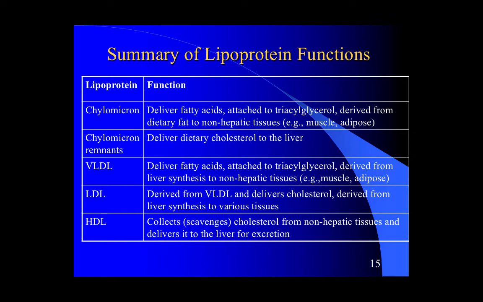HDL, high-density lipoproteins, collect or scavenge cholesterol from non-hepatic tissues and deliver it to the liver for excretion. So you can look at it like this. VLDL are taking cholesterol from the liver. HDL are taking cholesterol from here to the liver. They pick up extra cholesterol from tissues. And we'll go through the HDL cycle in a second. I think the next few slides kind of summarize stuff on here.